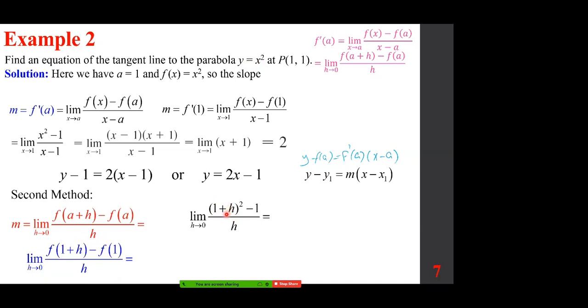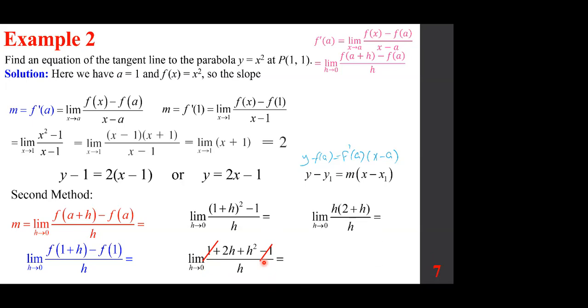So 1 and negative 1 cancel each other. And in the numerator, we can factor out the h. Remember, the h in the denominator, which is 0, is a problem, and we are hoping to get rid of it. And now we can. H drops out, and you're left with 2 plus h.